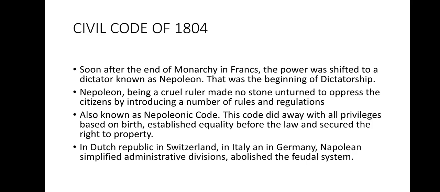In the Dutch Republic, in Switzerland, in Italy and in Germany, Napoleon simplified administrative divisions and abolished the feudal system. Feudal system means collaboration of both the state as well as the center, meaning he applied a centralized system of government. In towns too, guild restrictions were removed. Guild restriction means some guilds and merchants had restrictions in order to produce goods, or to transport, import or export goods. Some restrictions were there, but all the restrictions were removed.